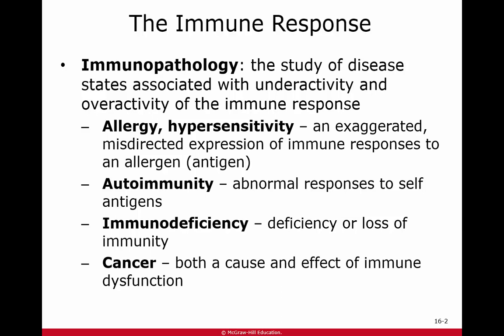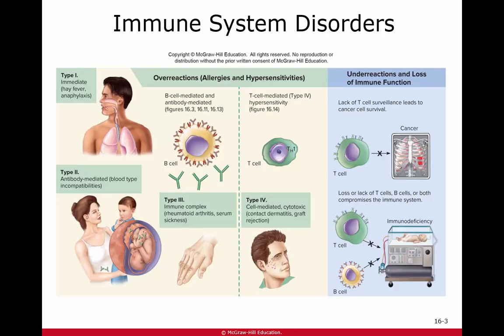We also, in this chapter, will look at some autoimmunity. We've talked about before that the goal of your immune system is that it establishes self versus non-self. It does not attack self, but it does attack non-self. Well, in an autoimmune disease, you have an abnormal response to self cells. So instead of allowing the self cells to continue about their business, you attack those. It also looks a little bit at immunodeficiency, so loss of immunity or deficiency in the immune response, and then a little bit about cancer, cause and effect as far as immune dysfunction is concerned.